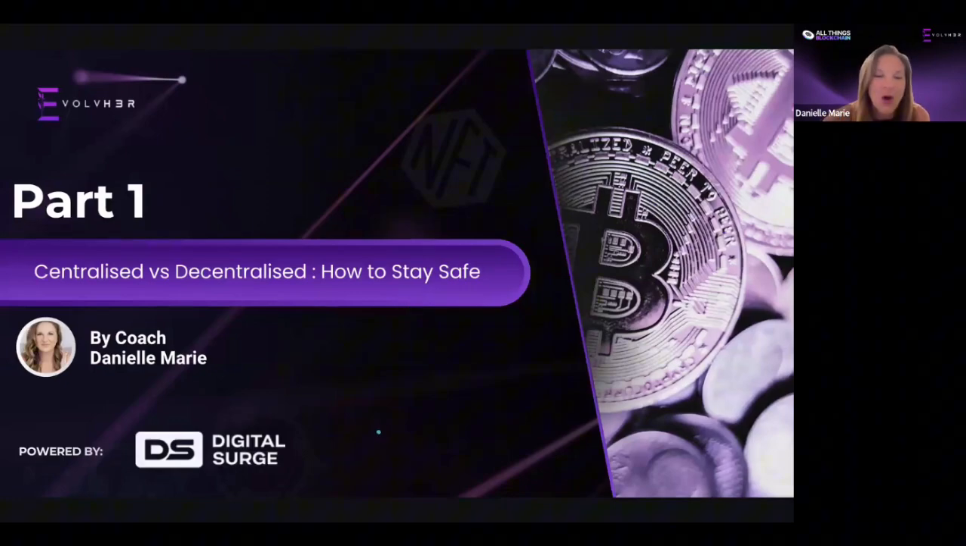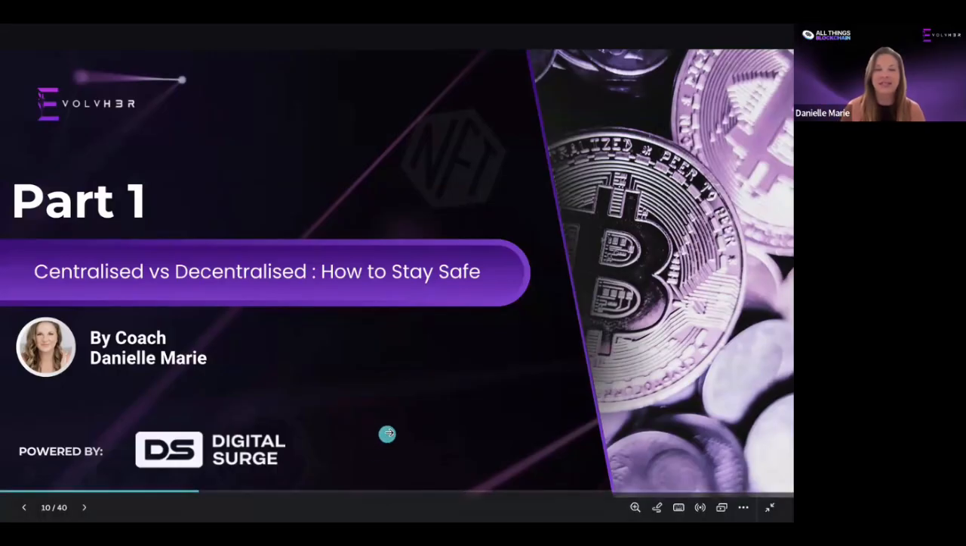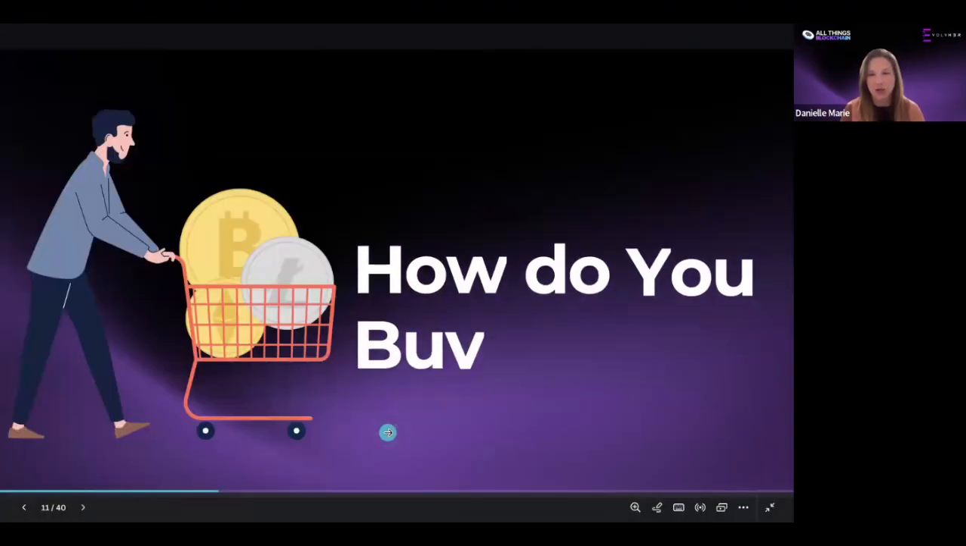So now we will move on to the first part. Welcome to part one, centralized versus decentralized and how to stay safe in the crypto space. This session is powered by Digital Surge.